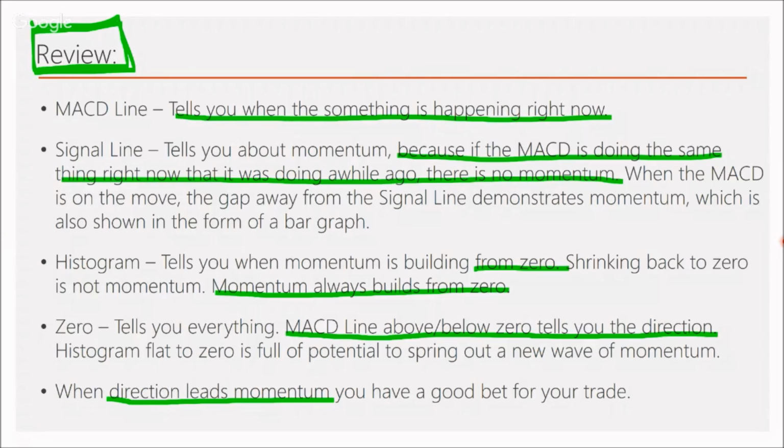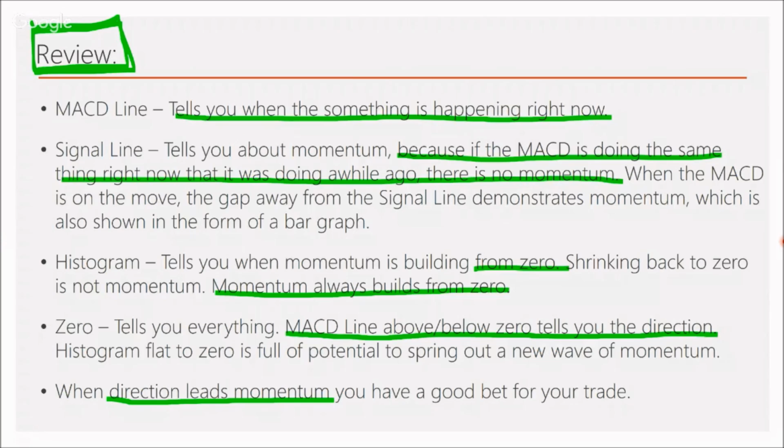The zero level tells you everything. MACD line above zero tells you that the overall direction in the market is up. MACD line below zero tells you that overall direction in the market is down. And when histogram bars are flat to zero, it's full of potential. It's like a spring that's been compressed and ready to push out a new wave of momentum as soon as decision comes back into the market.